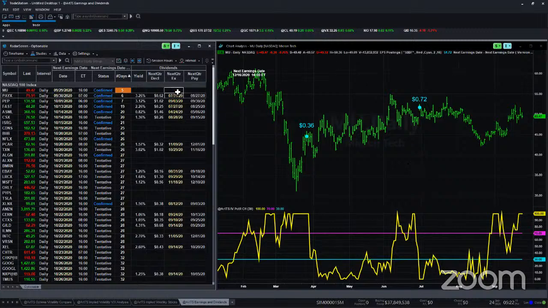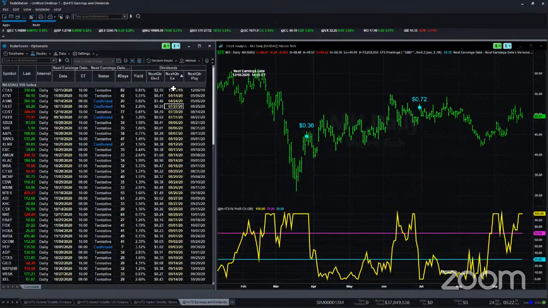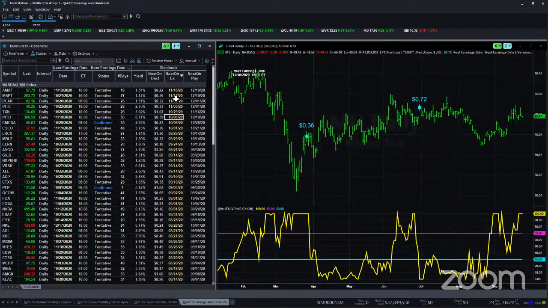And again, here in the dividends column, we can see those stocks that have dividends. If I sort on this, I can see going out where those next dividends are. And that's the idea there.